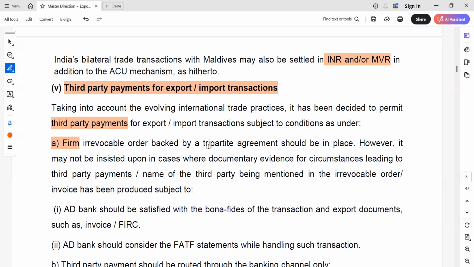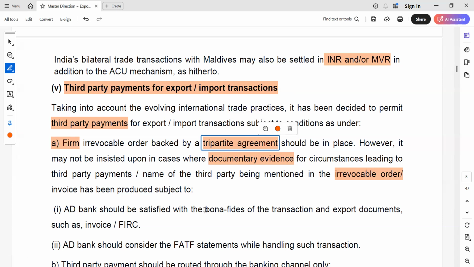तो फ्रेंड्स वहां पे एक ट्राइपर्टाइट एग्रीमेंट होना चाहिए अगर कोई भी थर्ड पार्टी पेमेंट रिसीव कर रहा है. However, it may not be insisted upon in case where documentary evidence for circumstances leading to third party payment or name of the third party being mentioned in the irrevocable order और इनवॉइसिंग has been produced. तो फ्रेंड्स अगर ऑर्डर में और इनवॉइस में उस थर्ड पार्टी का नेम है तो ये ट्राइपर्टाइट एग्रीमेंट कंपल्सरी नहीं है. Okay, this you can remember.